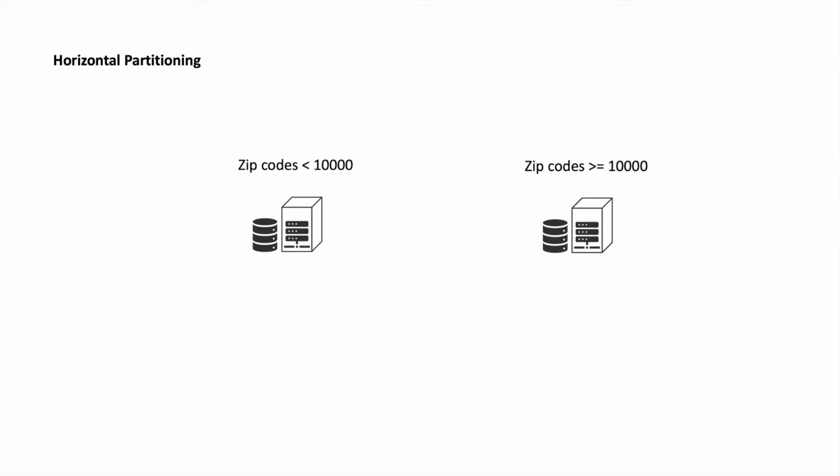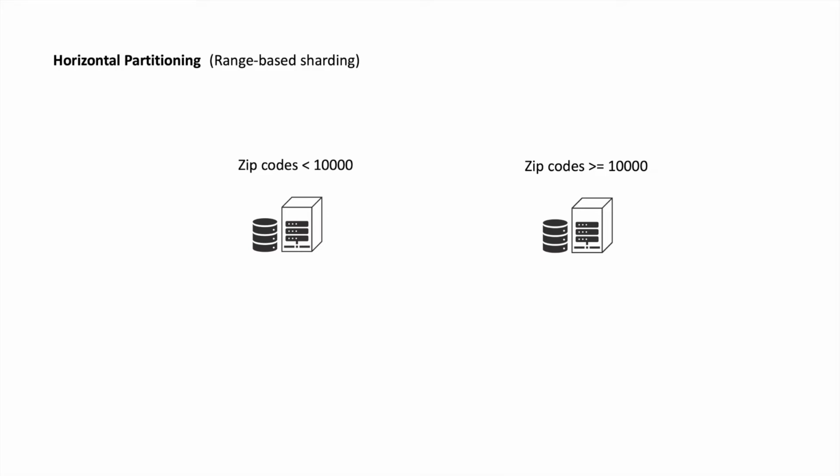In horizontal partitioning, we put different rows into different tables. For example, if we are storing different places in a table, we can decide their locations with zip codes less than 10,000 are stored in one server and places with zip codes greater than 10,000 are stored in a separate server. This is also called range-based sharding, since we are storing different ranges of data on separate servers.